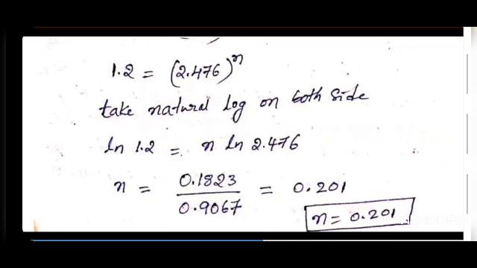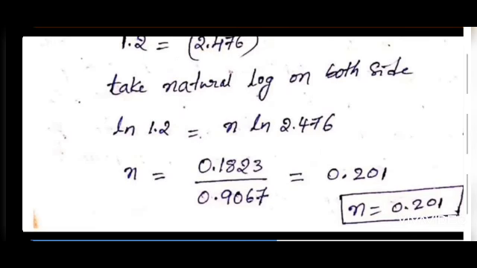If you take natural log on both sides, you will get ln 1.2 is equal to n times ln 2.476. Okay, ln 1.2 is 0.1823 and ln 2.476 is nothing but 0.9067. So by taking this ratio, the n value will be 0.201. n is 0.201. See, by taking only one condition, you can find out C, isn't it?